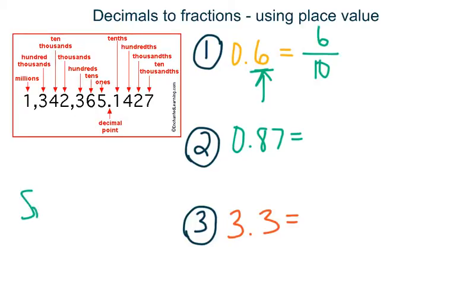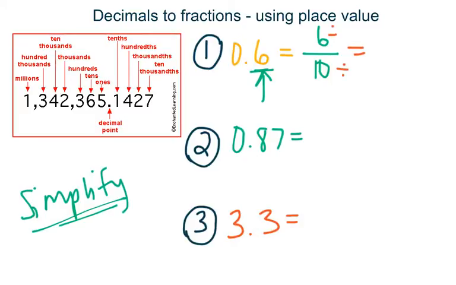You want to make sure that if you can, you are simplifying. So 6/10 should not be my final answer because I can divide this to make it into a smaller numbered fraction. It's still equal but smaller. So I can divide by 2 and I would get 3/5. This would be my final answer for my decimal equivalent of 0.6.